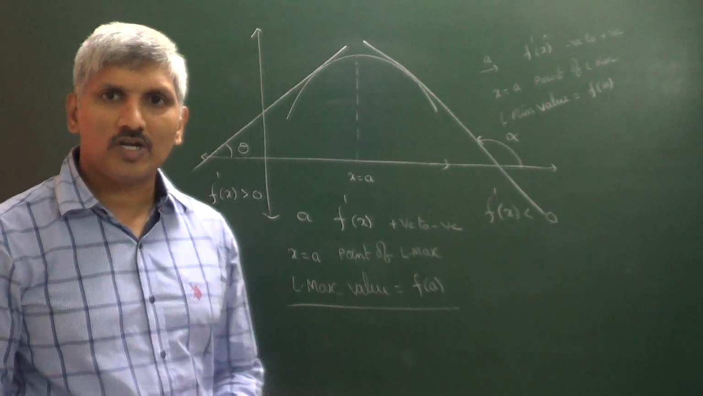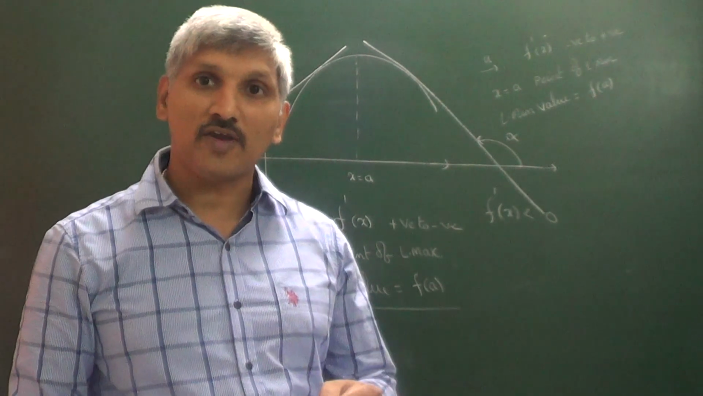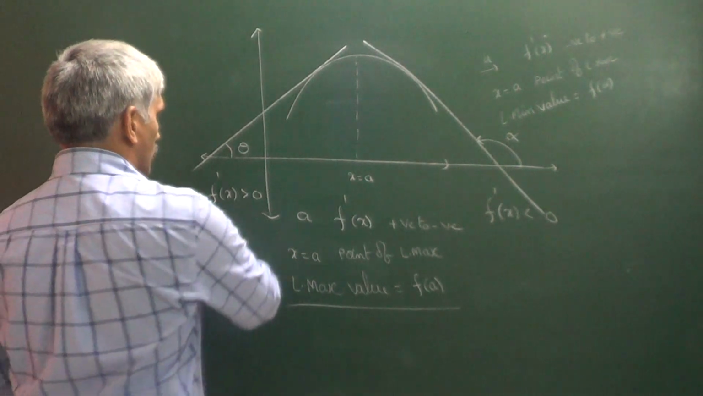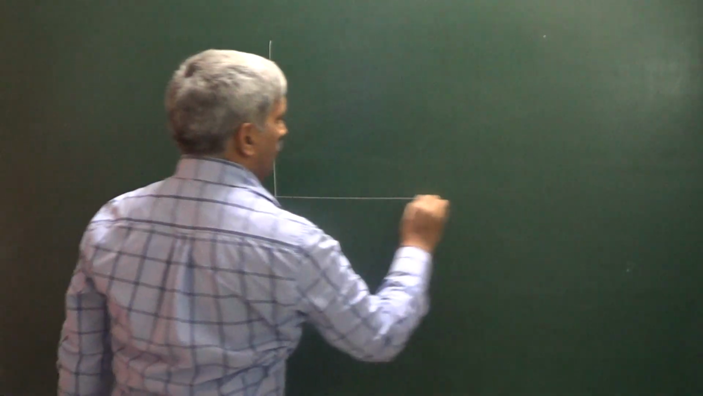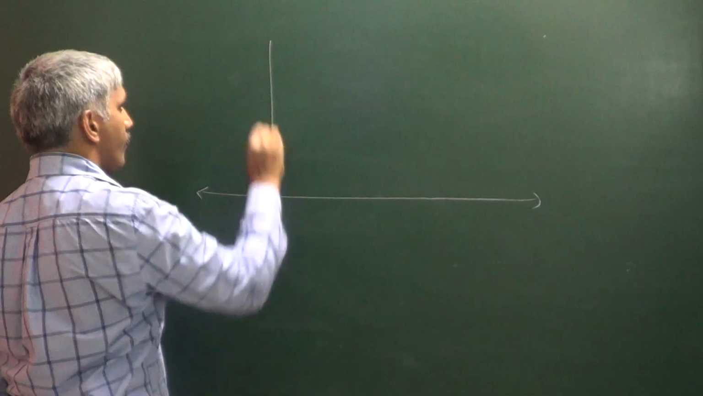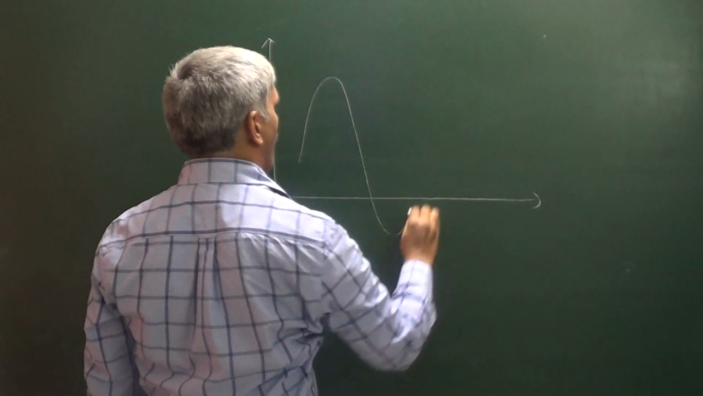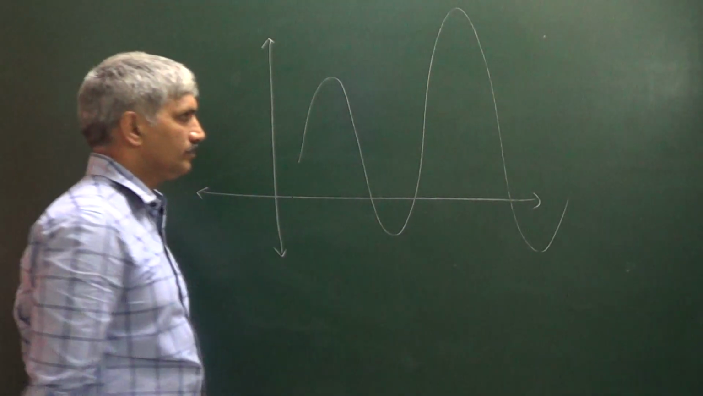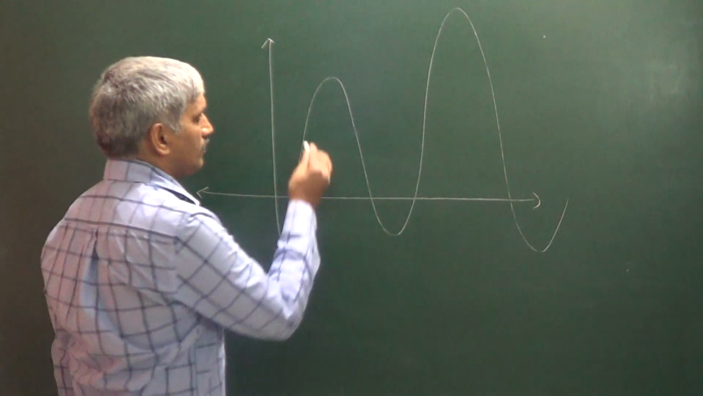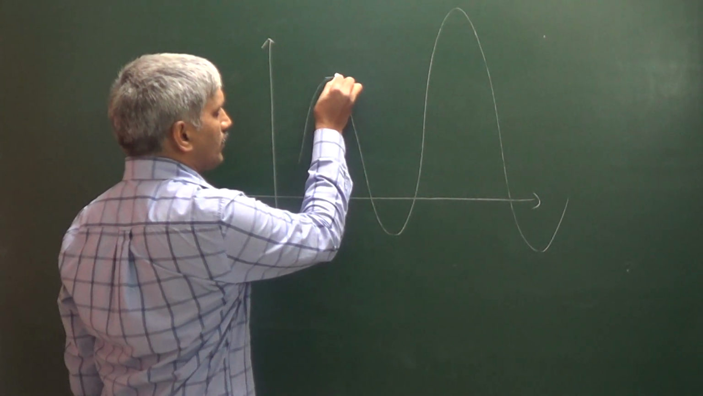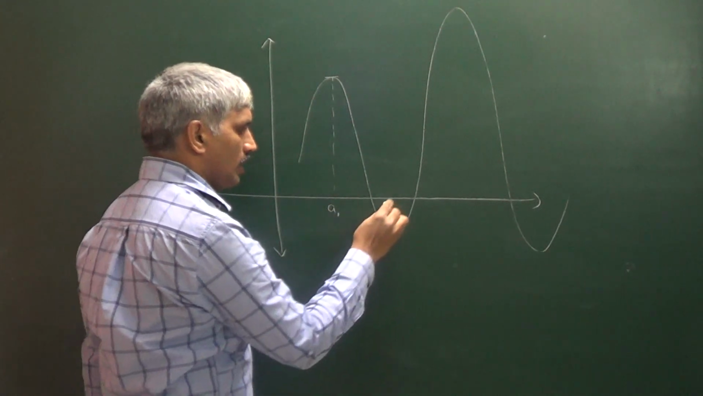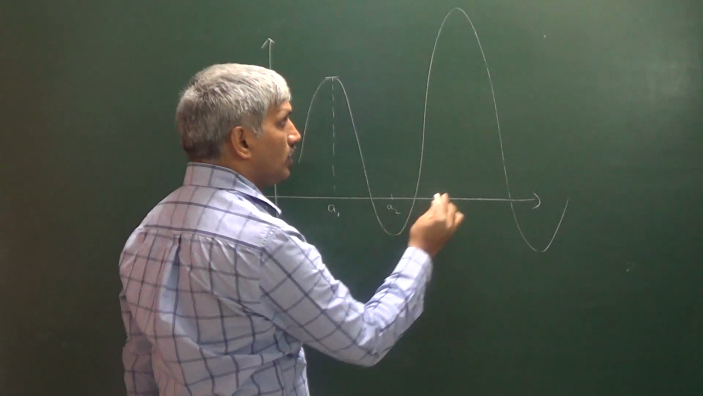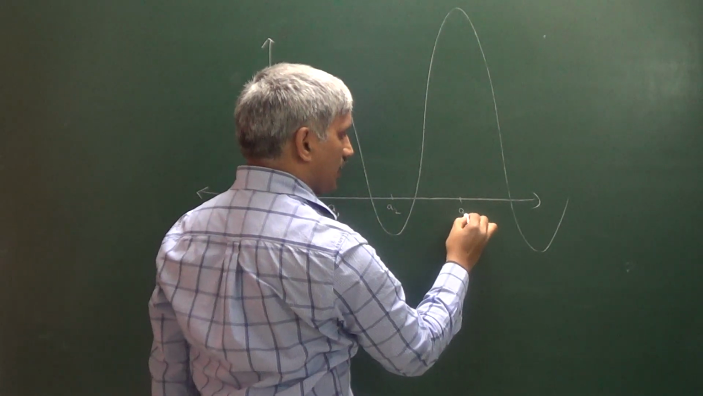Sir, why are you not calling it maxima and minima? Why are you calling it local maxima and local minima? There is a reason for that. You can observe here. Suppose one particular graph of a function we got like this. Here x equals a1, x equals a2, and here x equals a3.